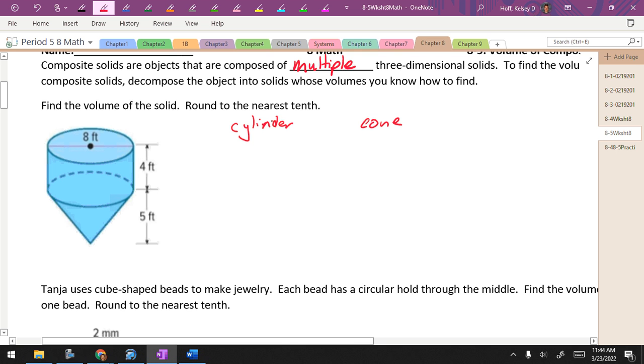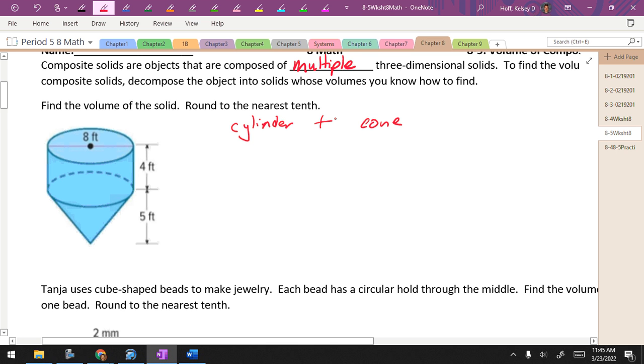For the shape together, are we putting them together, like adding them to make a bigger object? Or do we need to subtract to make some of our volume go away? Adding. This is a bigger object than if I just gave you the cylinder, agreed? Or if I just gave you the cone. We're putting them together, so we're going to add their volumes together.